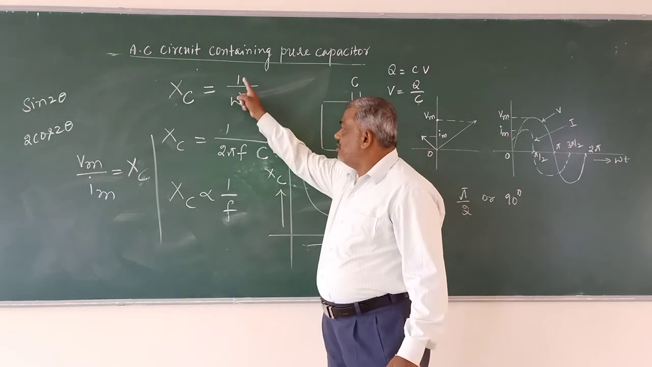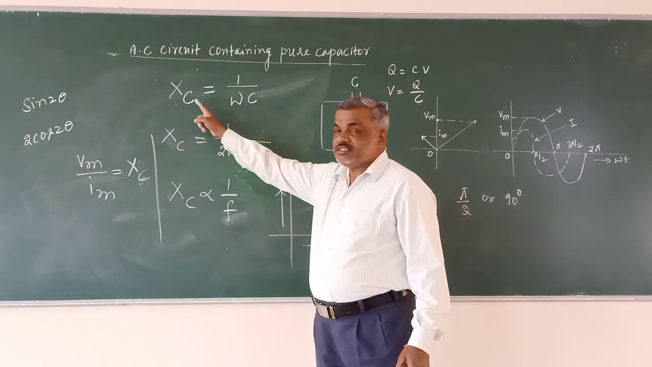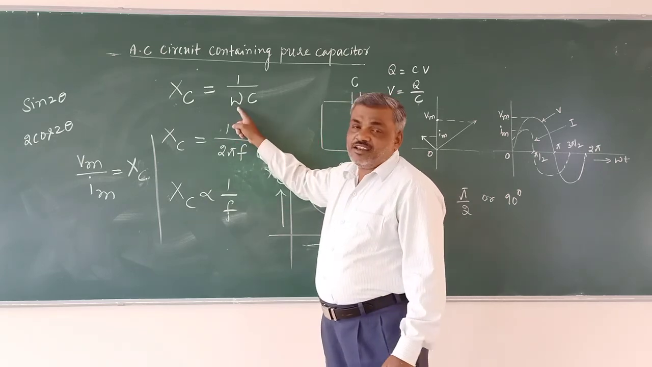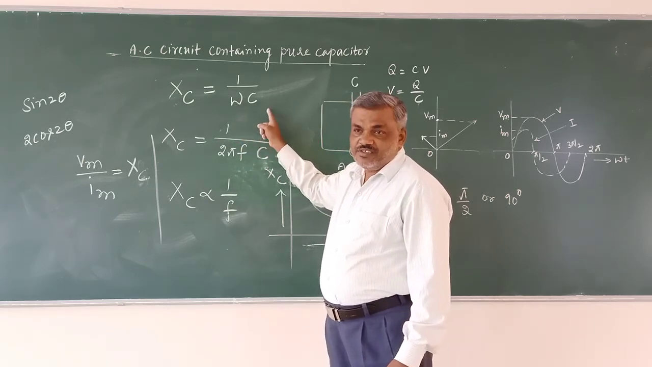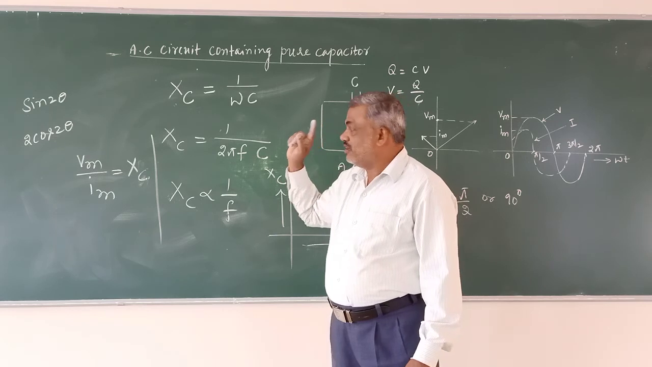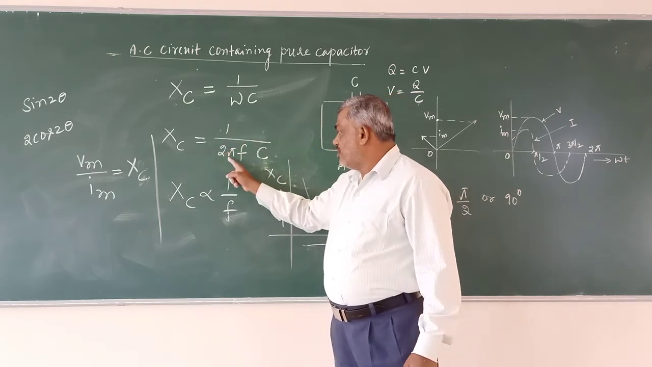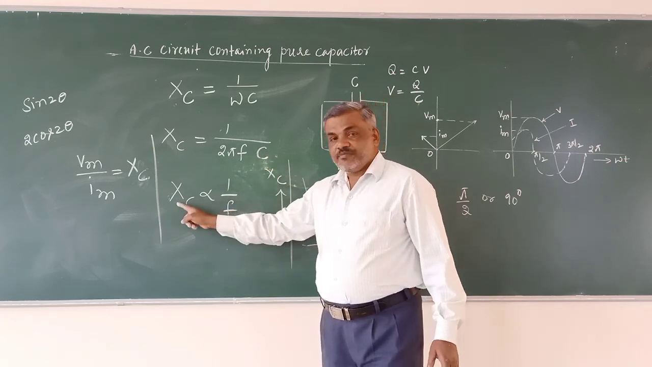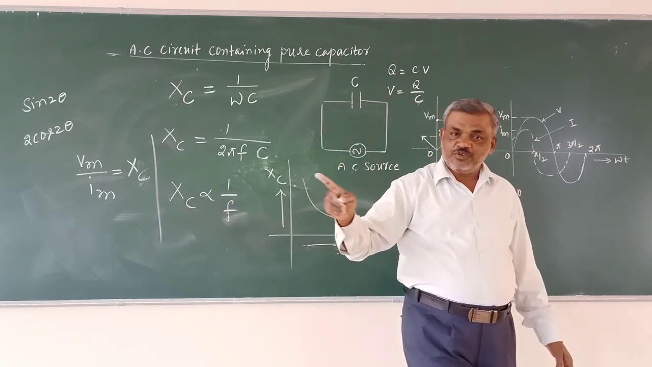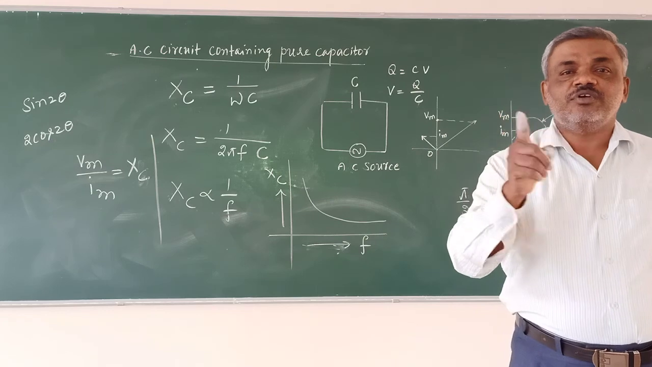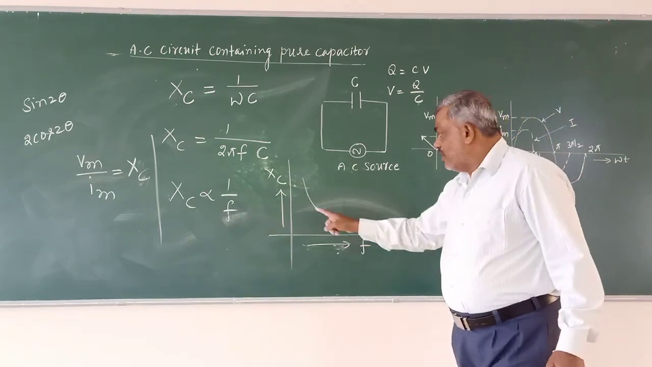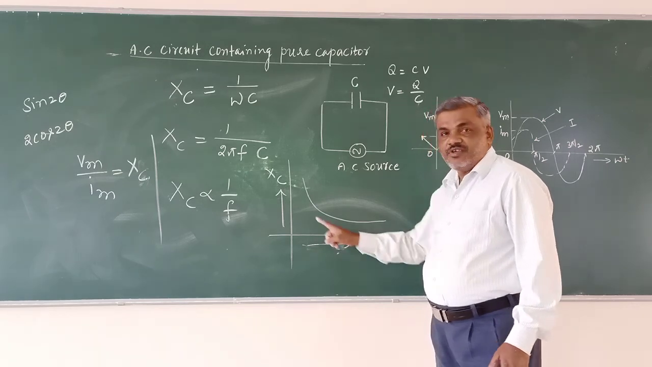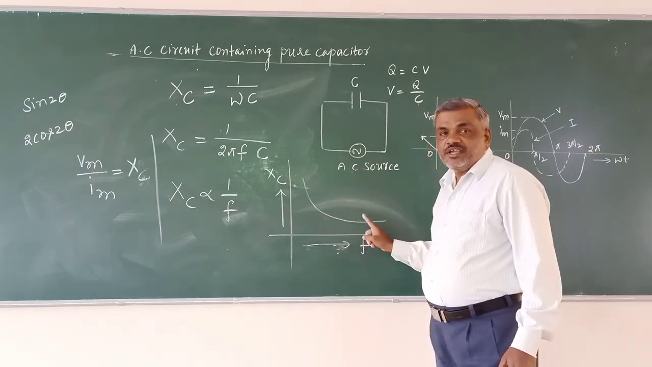Xc equal to 1 by omega C. Xc is the capacitive reactance, omega is the angular frequency of AC, and C is the capacitance of the capacitor. So Xc equal to 1 by 2 pi fC, with omega equal to 2 pi f. So capacitive reactance is inversely proportional to the frequency of alternating voltage. Now this is the graph of capacitive reactance versus frequency. As frequency increases, capacitive reactance decreases.